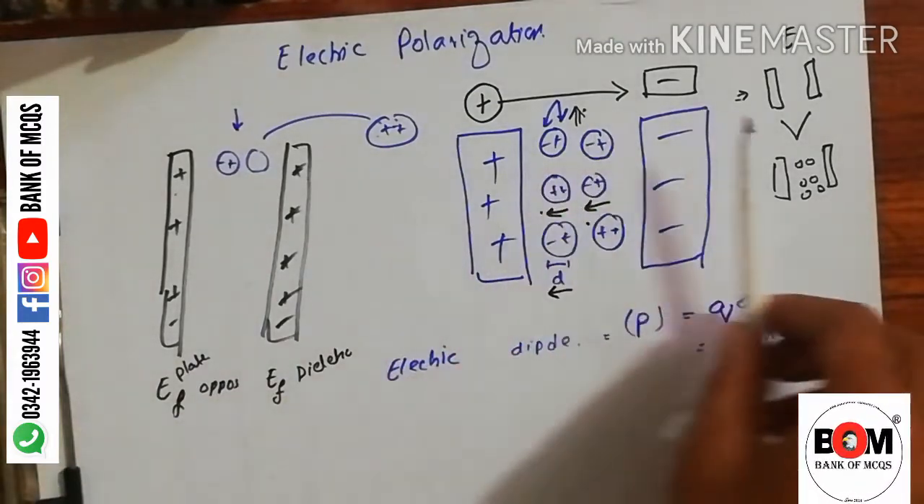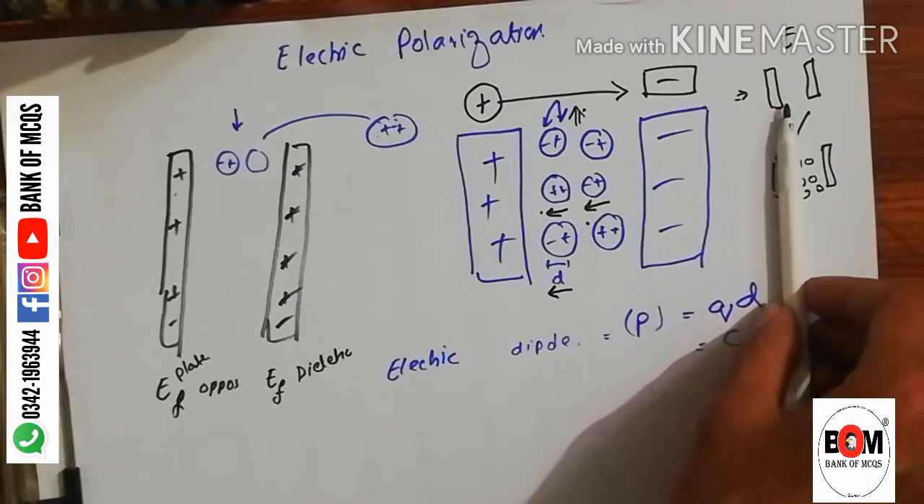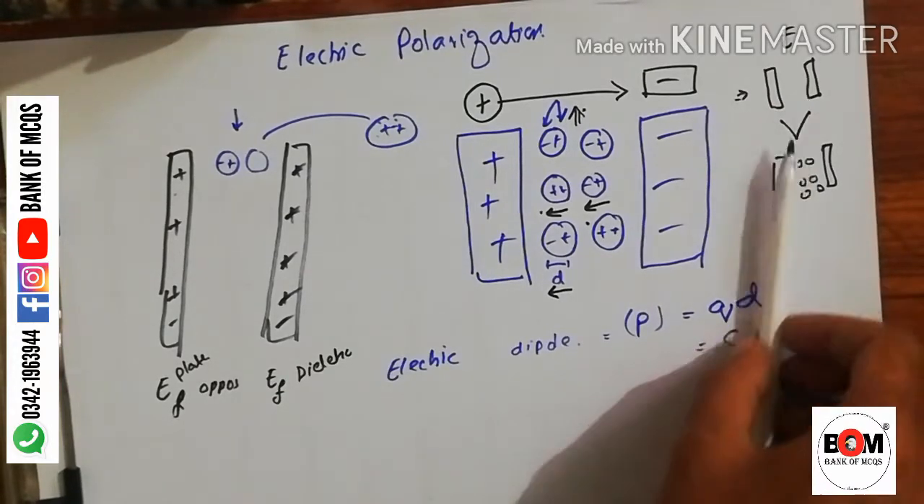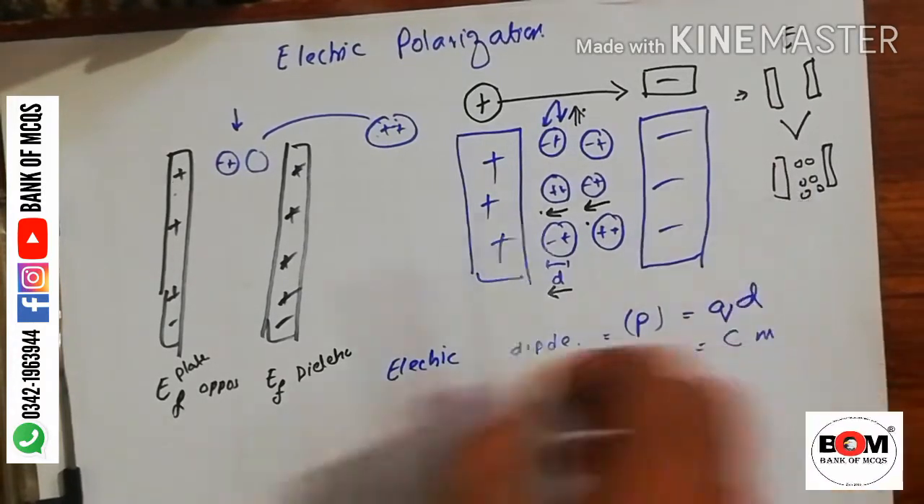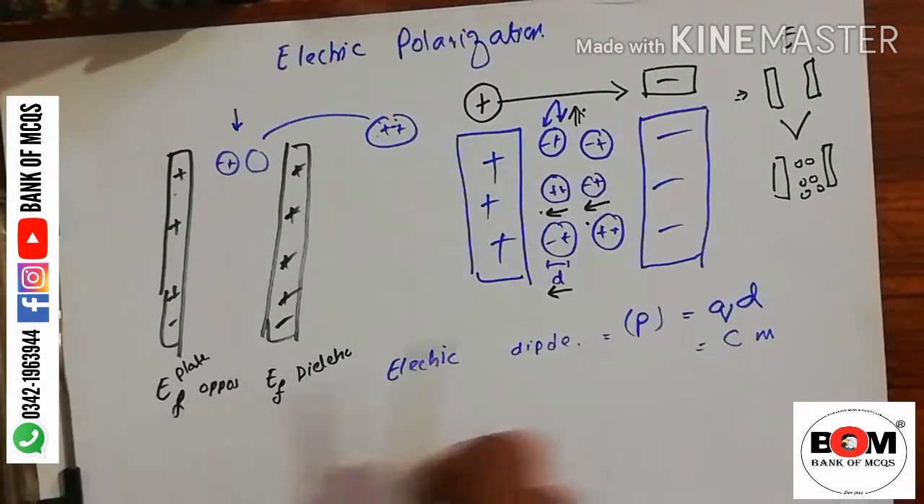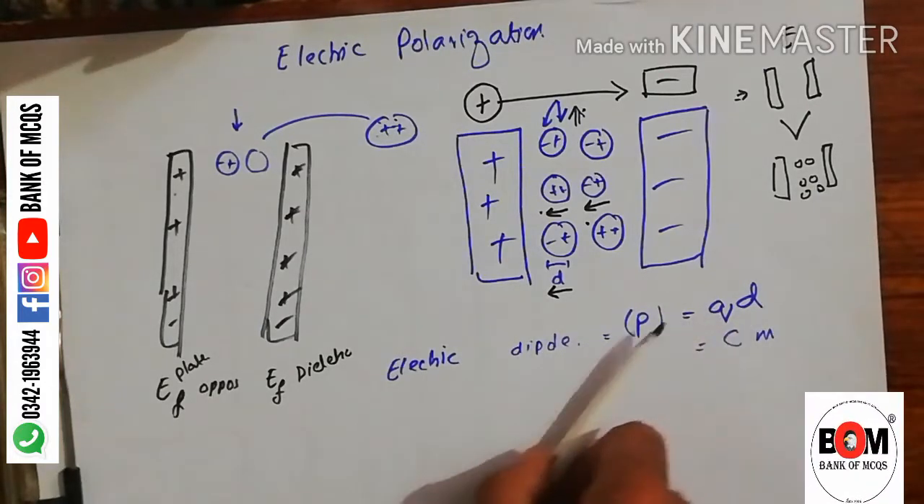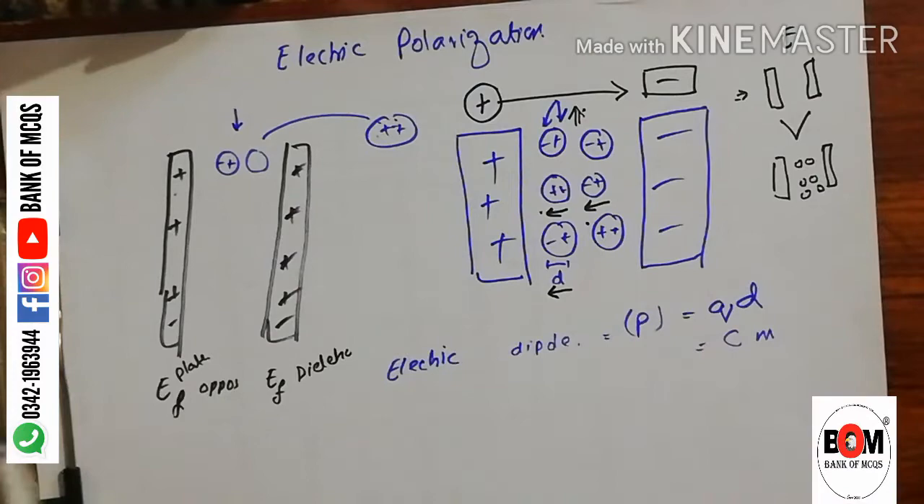So the electric field of an empty capacitor, without any dielectric, is always greater than that of a capacitor which has a dielectric substance. So this was a point. Next was the point of electric dipole unit. So dipole is equal to Q into d, and the unit is coulomb meter.